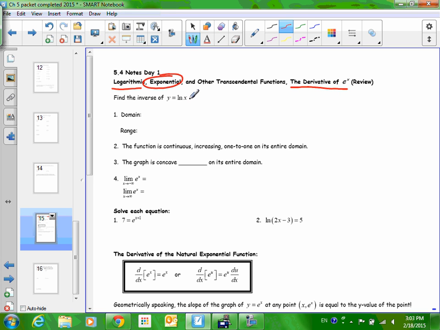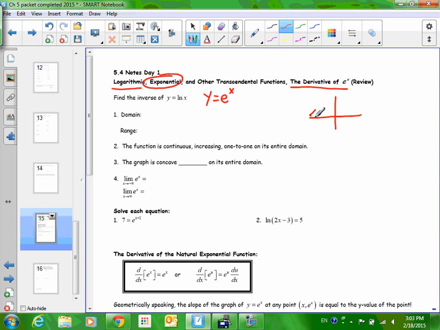Before we really get into that though, I want to review how e to the x is related to natural log of x. If this says find the inverse, I'm just going to give it to you. We've talked about this before. Natural log of x and e to the x are inverses of each other. That tells us a lot about e to the x.